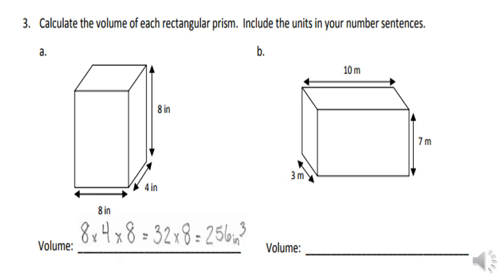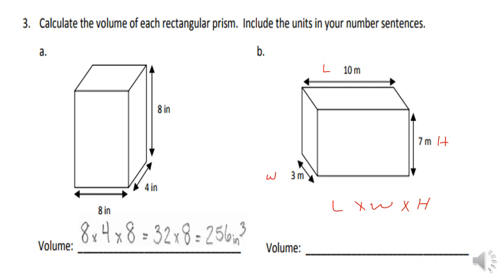Number 3. Now 3A is done for us, so I'm going to do 3B, and I like to label what I have. Okay, so this one here would be my width. This is going to be my height, and the top would be my length. So I can see if I want to do length times width times height, and it doesn't matter what order I do them in, as long as I make sure I have 3 different dimensions. That's the reason I like to label them.